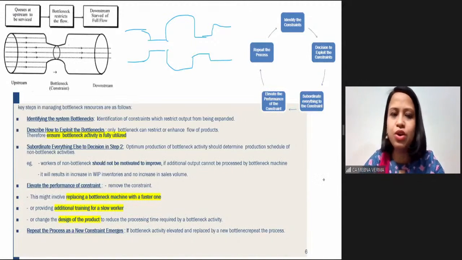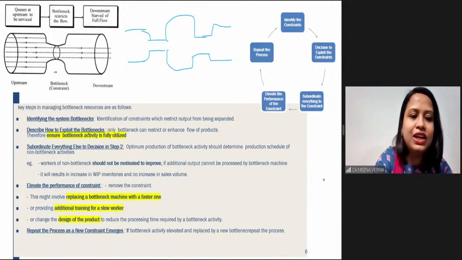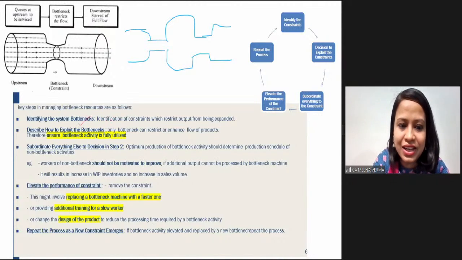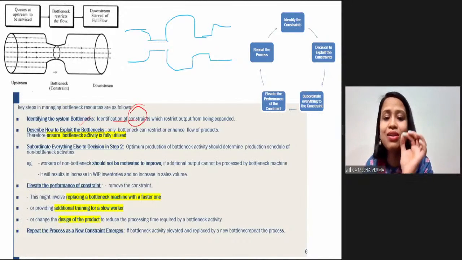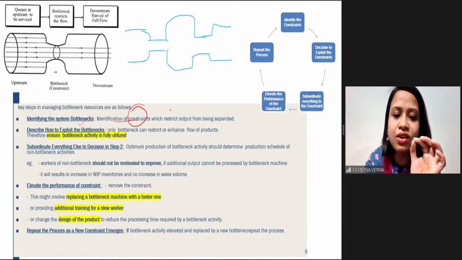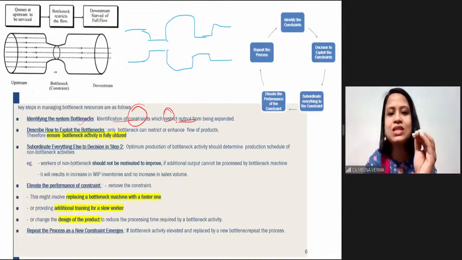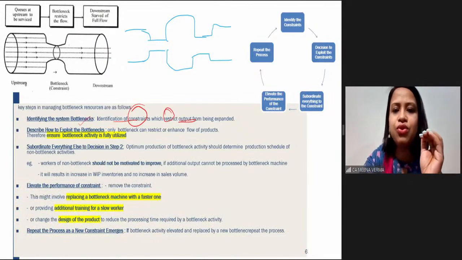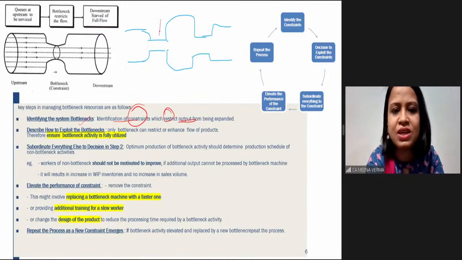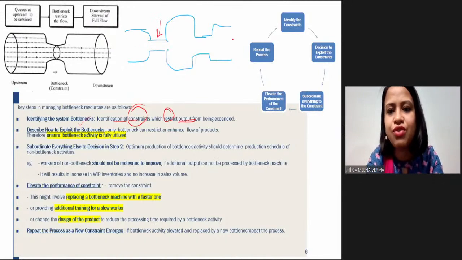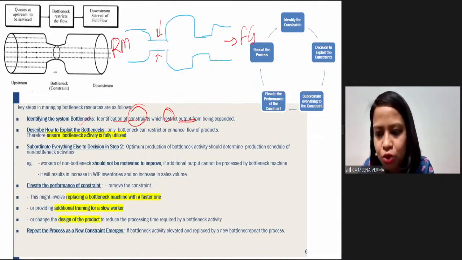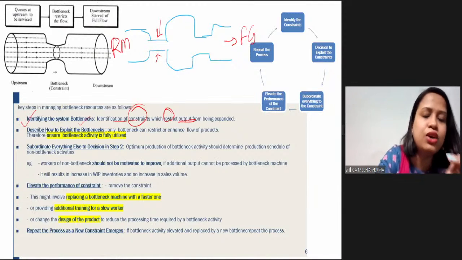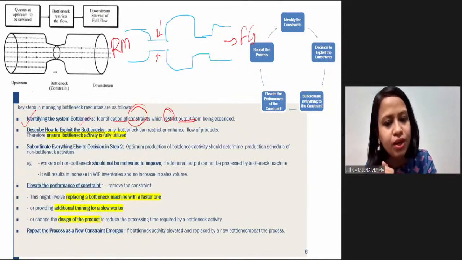So let us read these five points. Identify the system bottleneck, the identification of the constraint. Find the place where your resources are limited, which is restricting the production of your output. For example, in this image, this place is restricting the production of output, because your resources are limited at this place. So the first step is to find such a place where your resources are limited.